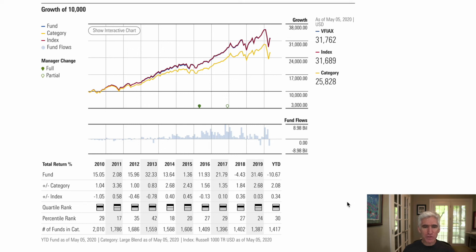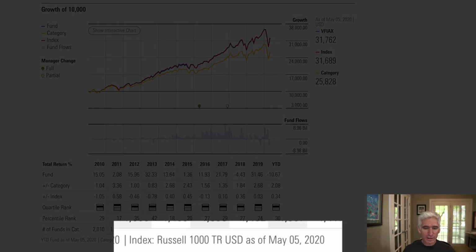And the answer is the chart index, at least based on the documentation that Morningstar provides, and based on the fact that the index and the fund are almost identical, is the S&P 500 index fund, which is, I think, what you would expect Morningstar to compare this fund to, since that's the index it tracks. Down here, unfortunately, they use a different index. You can see here, they use the Russell 1000.